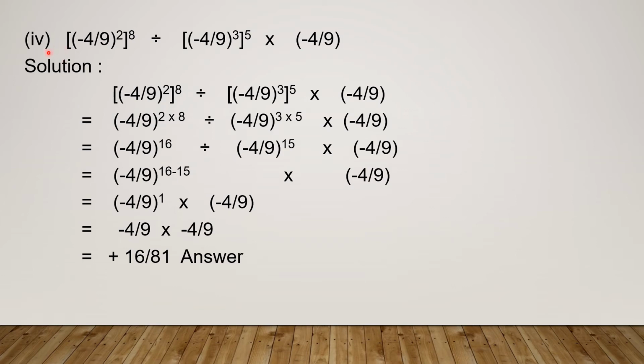Part number 4. Minus 4 by 9 power 2 and again we have power 8, divided by minus 4 by 9 power 3 and again we have 5, and multiply by minus 4 by 9, and students, here we have no power. Means here we have power 1. When there is no power, there is power 1. So students, we start the solution.